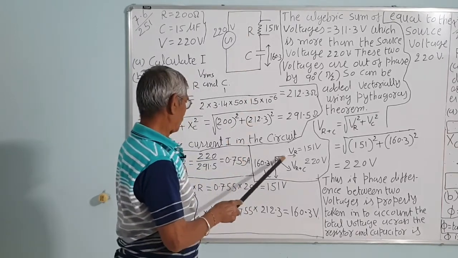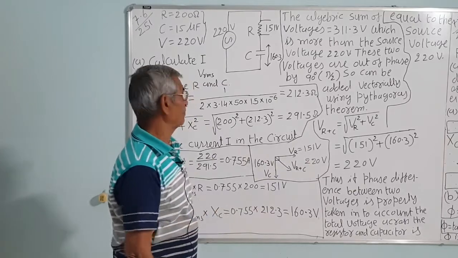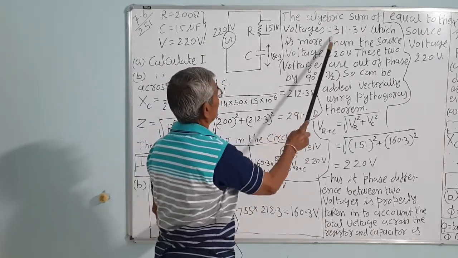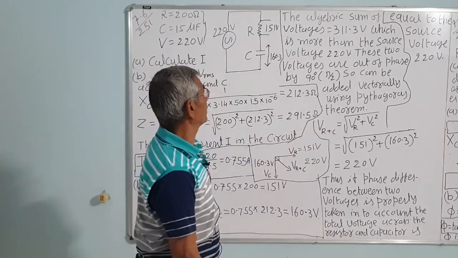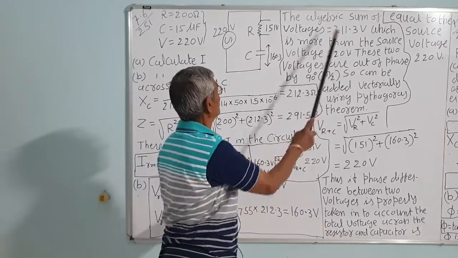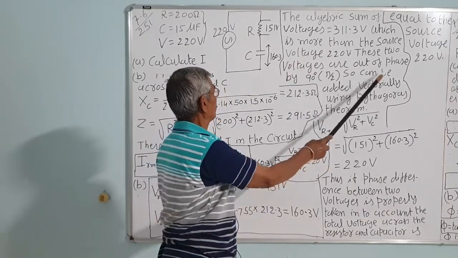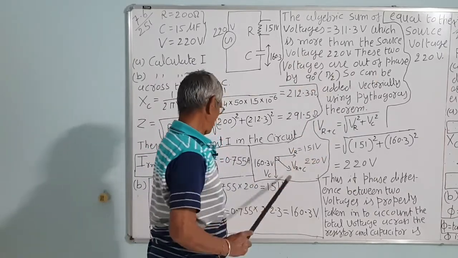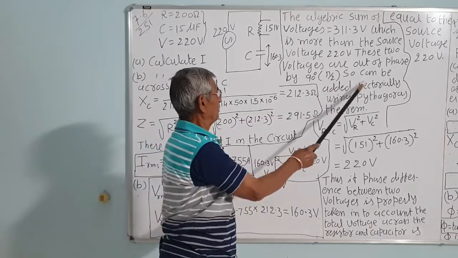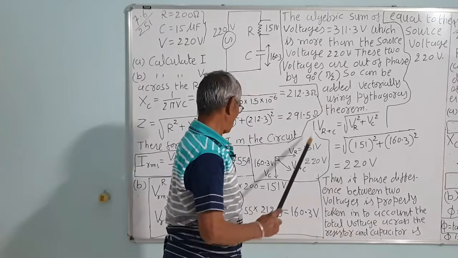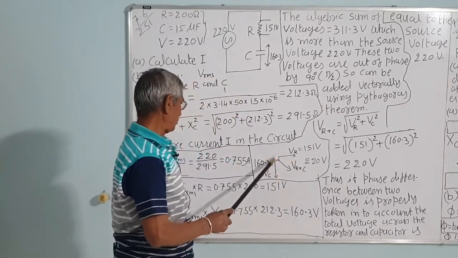So this is the resultant voltage V across R and C, total voltage, and that is 220. You can calculate vectorially. The algebraic sum of the voltages is 311.3, which is more than the source voltage 220 volt. These two voltages are out of phase by 90 degrees, pi by 2, so they can be added vectorially. Then by vector addition, as they are at 90 degrees, we can use the Pythagoras theorem.